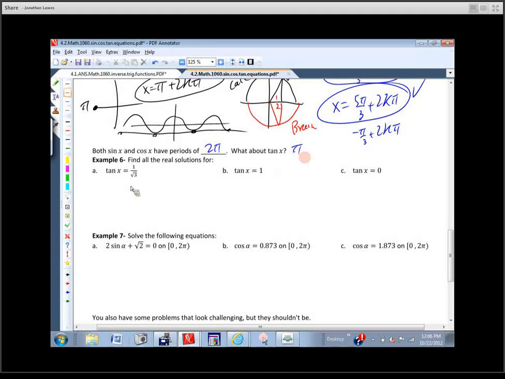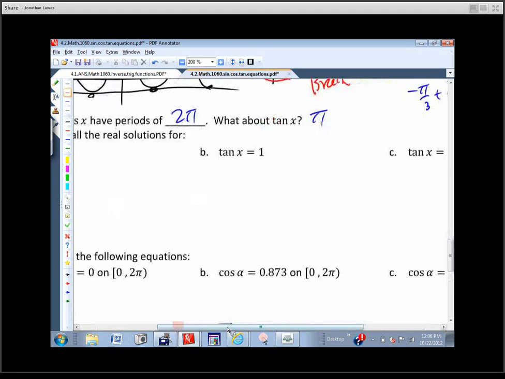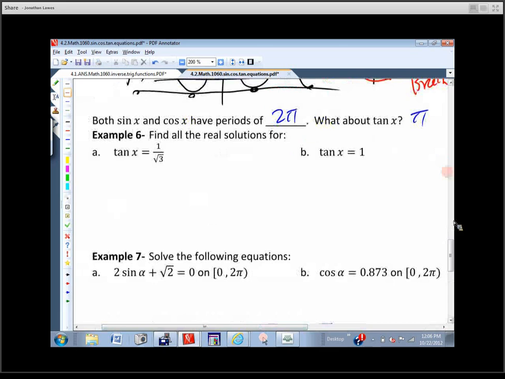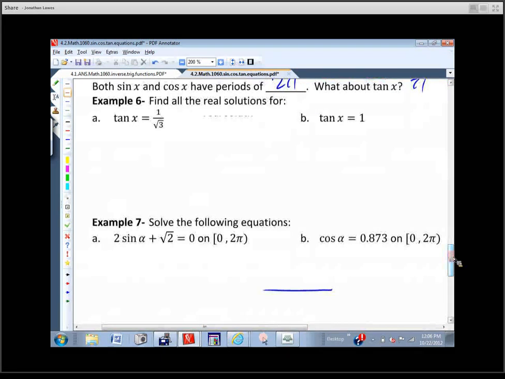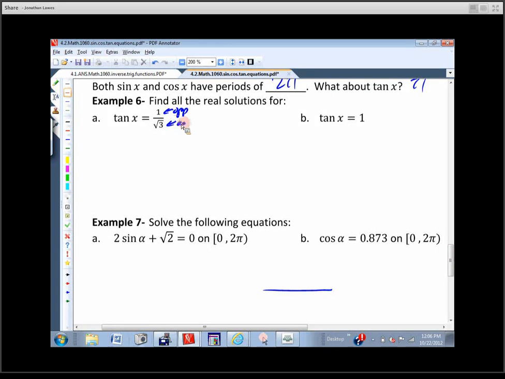So let's solve this one right here, and this is why I'm a big fan of thinking about this in terms of both a graph of the triangle and a graph of the trig function. So let's do this one right here. Let's do tangent of x equals 1 over radical 3. If this is a tangent ratio, that means this is the opposite and this is the adjacent, right?